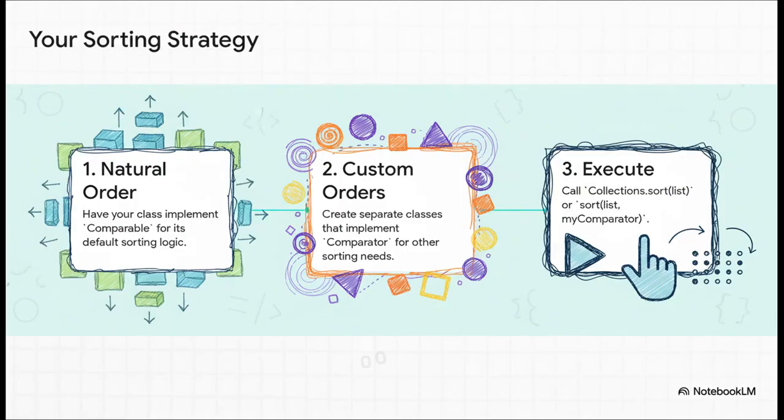So here's your game plan. Step 1, decide on the main default sorting logic for your class and implement Comparable. Step 2, for any other way you want to sort it, create a new, separate class that implements Comparator. Step 3, when it's time to sort, you can either call the simple sort method to use the default logic, or you can pass in one of your custom comparators to take control. It's powerful and it's flexible.